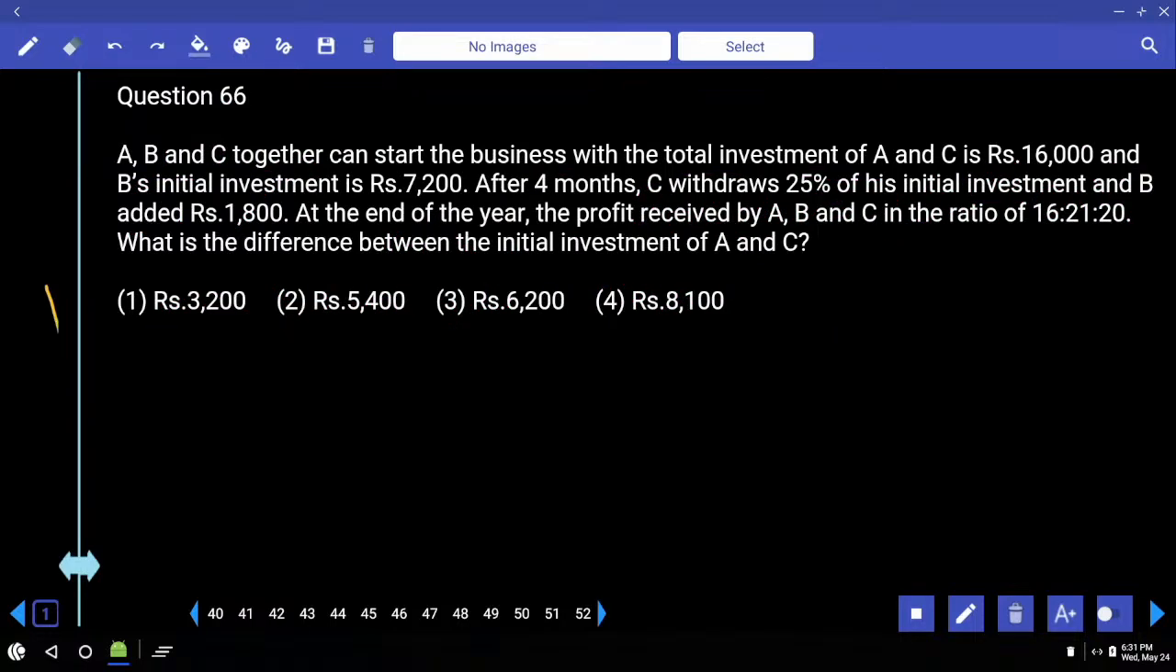A, B and C together start a business with a total investment of A and C being 16,000, and B's initial investment is 7,200. After 4 months, C withdraws 25% of his initial investment and B adds 1,800 at the end of the year. The profit received by A, B, C is in the ratio of 16, 21, 20.